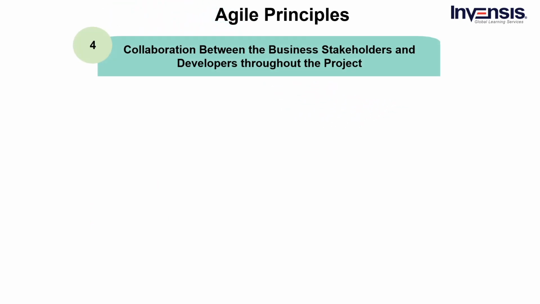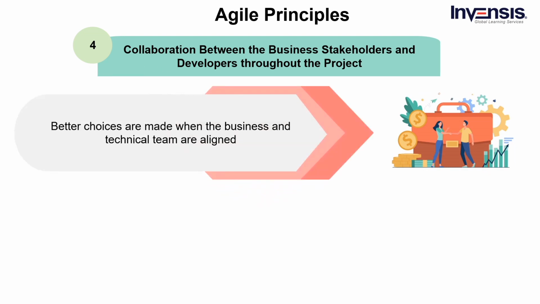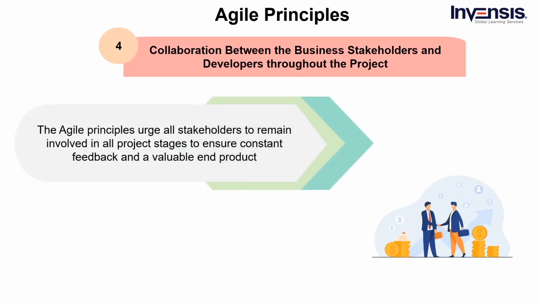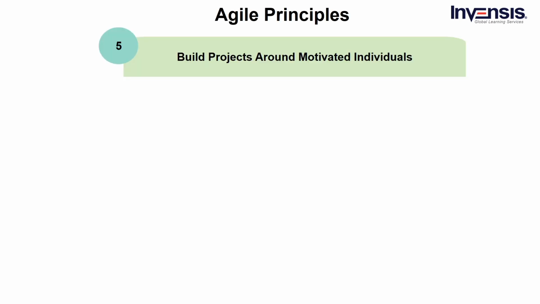Collaboration between the business stakeholders and developers throughout the project. Better choices are made when the business and technical team are aligned. A major problem with traditional project management methodologies is that the project stakeholders are often oblivious to the project's development stages. The Agile principles urge all stakeholders to remain involved in all project stages to ensure constant feedback and a valuable end product.